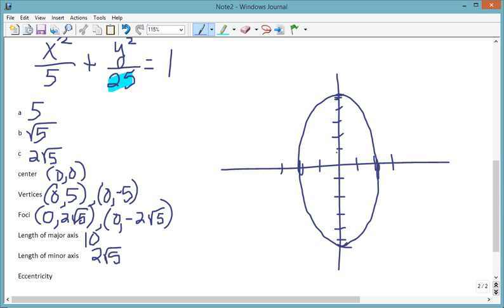The eccentricity is C over A, so that's going to be 2 square root of 5 over 5. And that is as simplified as we need to get it. Okay, so that's what I want you to do. So let's try one more. I think we have time to do one more on this video.